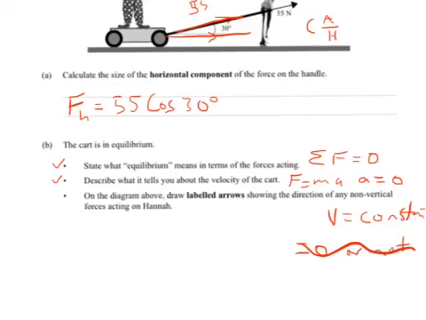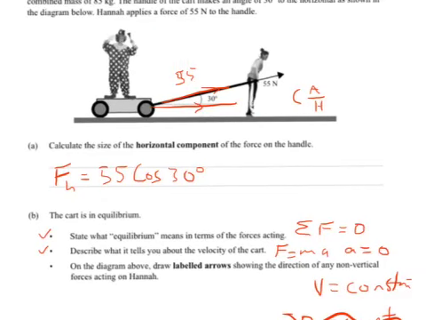On the diagram above, draw labelled arrows showing the direction of any non-vertical forces acting on Hannah. Now this one is a wee bit tricky. Just bear in mind that we're after the horizontal forces acting on Hannah, so not the forces she is applying, but the forces acting on her. The best way to look at this, I think, is the points where forces are acting. So she's pulling on the rope here, and there's also the friction going on here. I think we can ignore air resistance. We can ignore gravity because that's a vertical force.